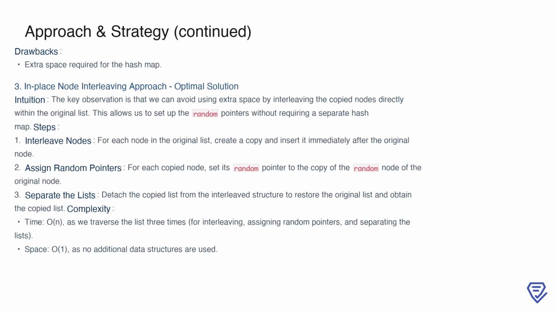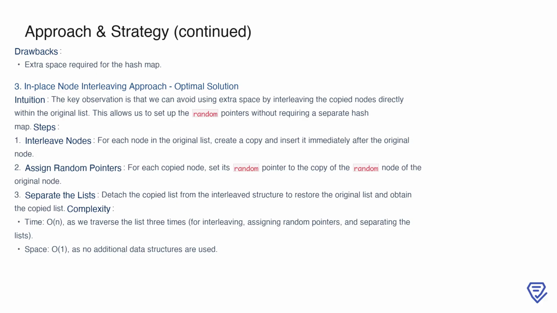The key insight here is that we can eliminate the need for a hash map by interleaving copied nodes directly within the original list. This ensures that the necessary relationships between original and copied nodes are preserved without additional space. The process involves three main steps. First, for each node in the original list, we create its copy and insert it immediately after the original node. This interleaving allows us to use the structure of the list itself to manage relationships.